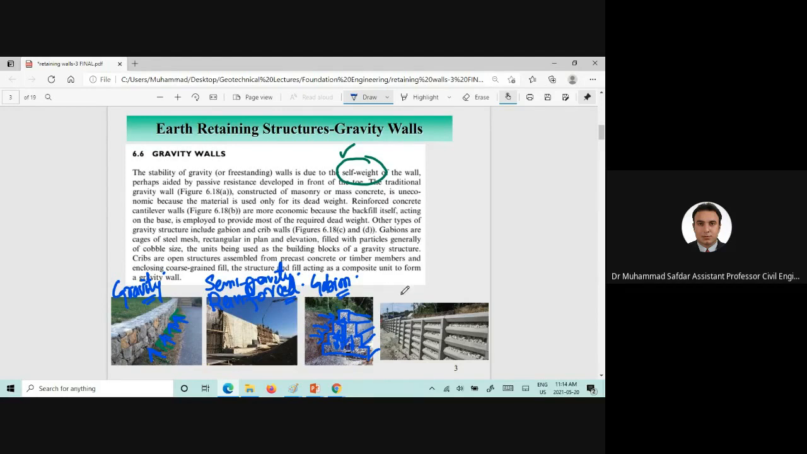There is another type of gravity retaining wall which is the crib wall, and these crib walls are usually made of open structures which are made from concrete or precast concrete, and in between here granular particles are placed. Sometimes these precast concrete members are also made of timber members if we want to reduce the cost of that project.